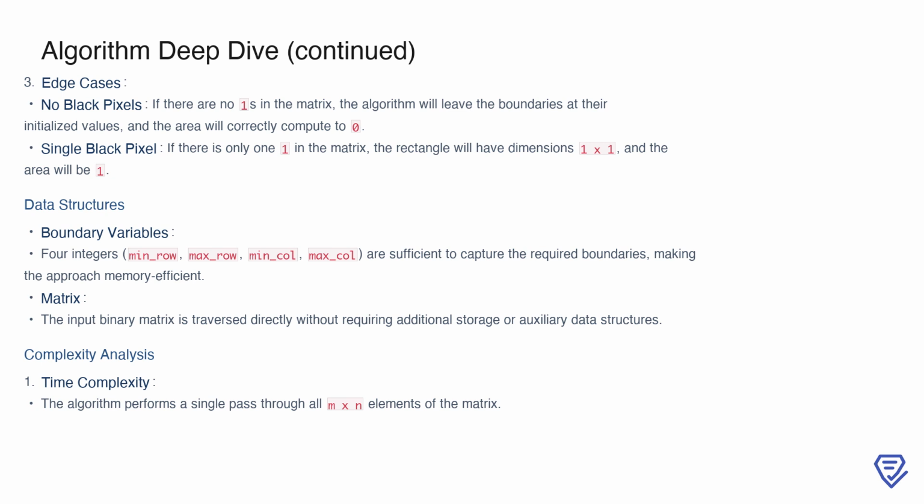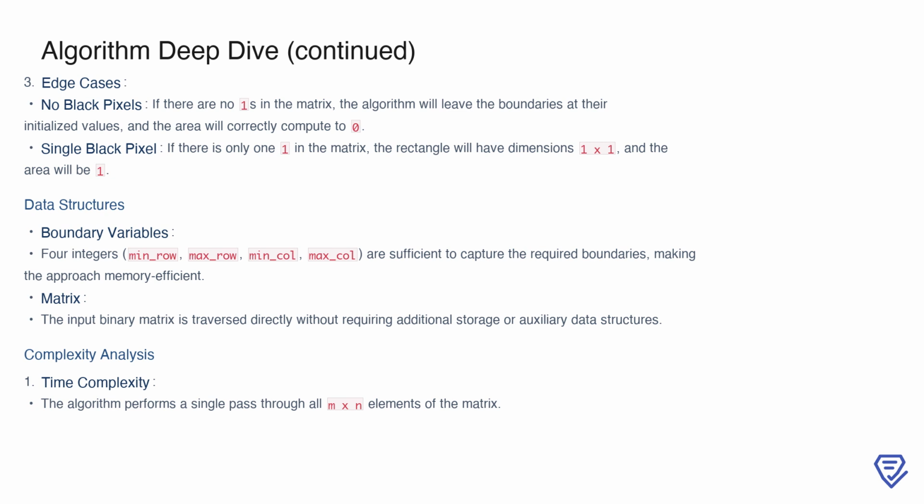Now, let's consider some important edge cases. First, if the matrix contains no black pixels, all boundary variables will remain at their initialized values, and the computed area will correctly be 0. Another case is if there is only one black pixel in the matrix. In this scenario, the rectangle will have a height and width of 1, resulting in an area of 1.